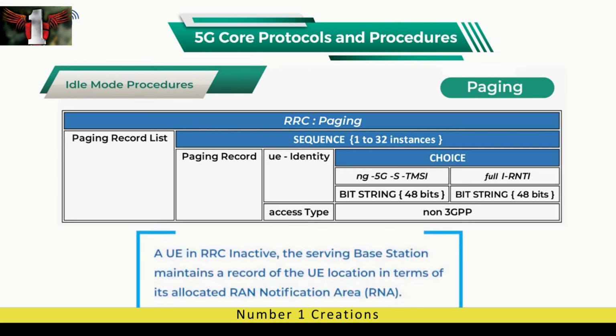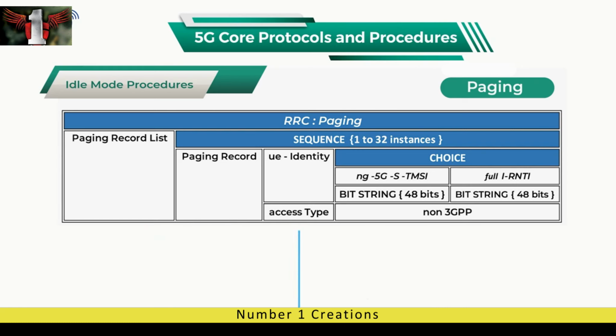For a UE in RRC inactive, the serving base station maintains a record of the UE location in terms of its allocated RAN notification area, RNA. The UE triggers an RRC resume procedure with cause value RNA update if it moves outside the allocated RNA. The UE does not update the network while moving within the allocated RNA. In general, this means that paging messages must be broadcast by all base stations belonging to the allocated RNA.